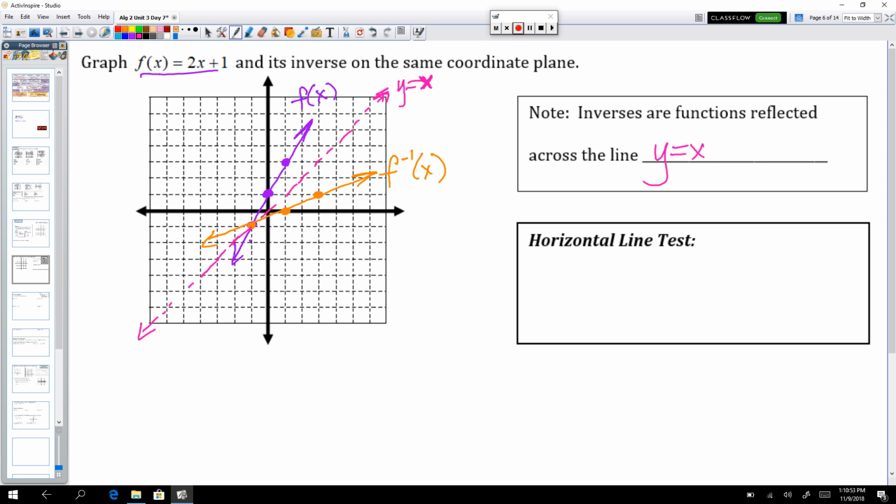If on a quiz or a test you think maybe your algebra was wrong, that's a little visual test you can do: does it look like I've reflected it across the line y equals x? This is always your checkpoint.